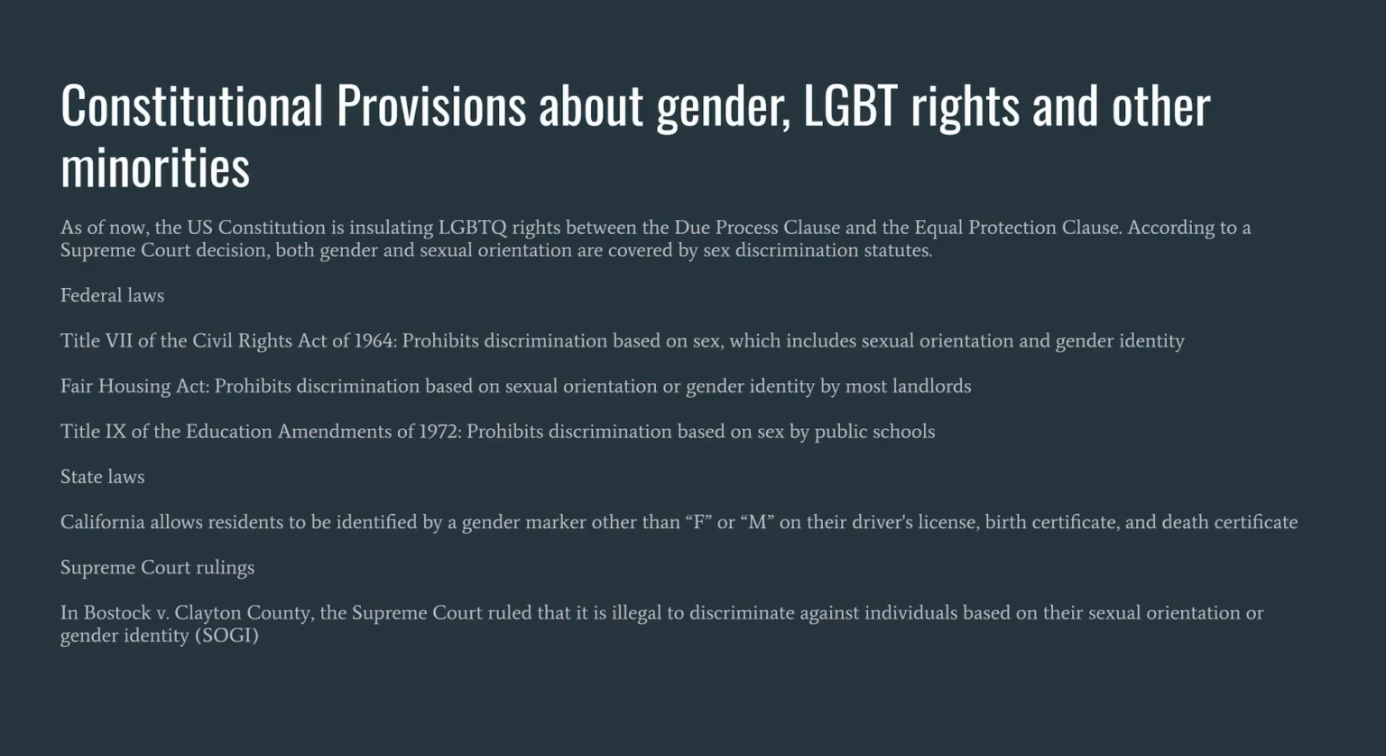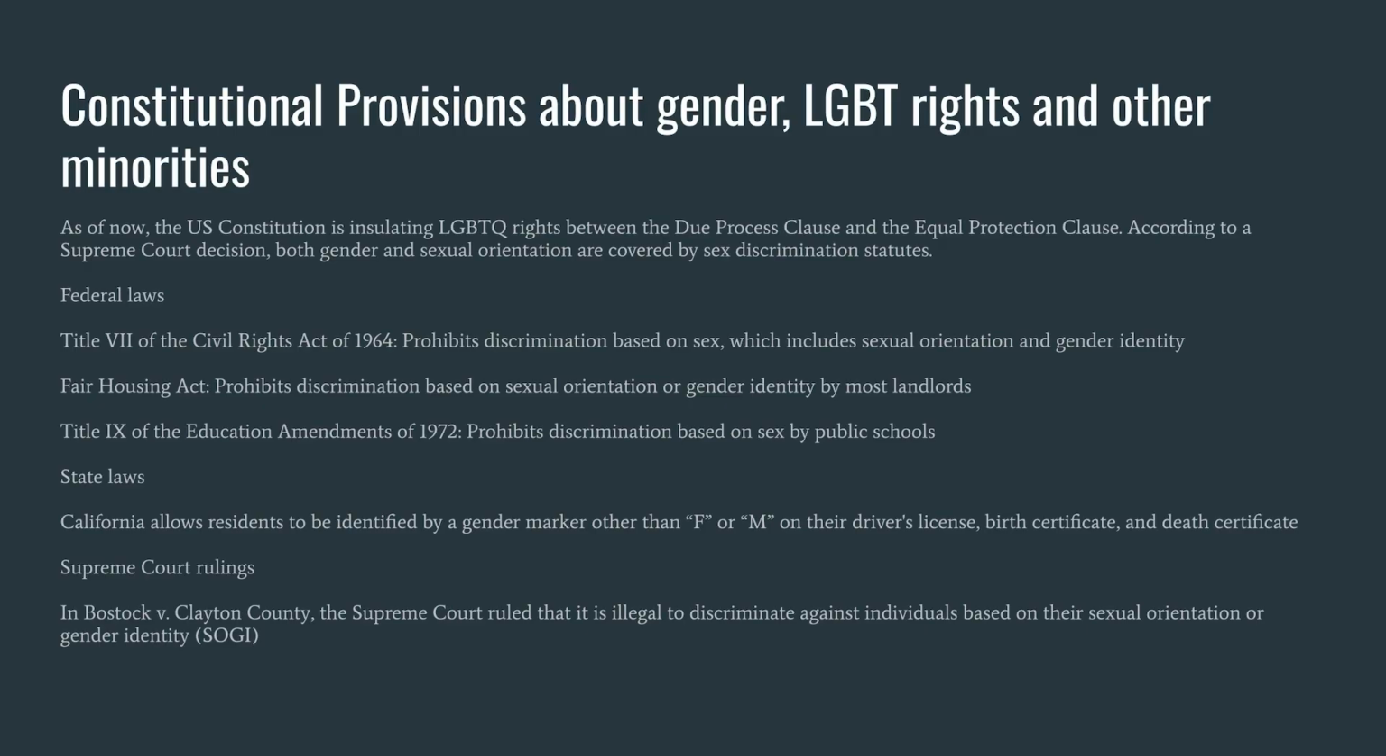Title VII of the Civil Rights Act of 1964 prohibits discrimination based on sex, which includes sexual orientation and gender identity. The Fair Housing Act prohibits discrimination based on sexual orientation or gender identity by most landlords. Title IX of the Education Amendments of 1972 prohibits discrimination based on sex by public schools.